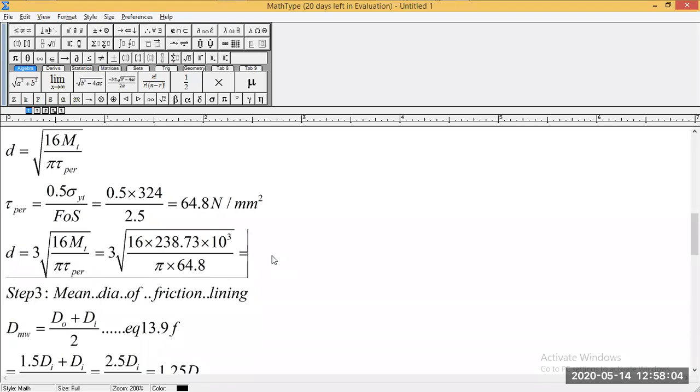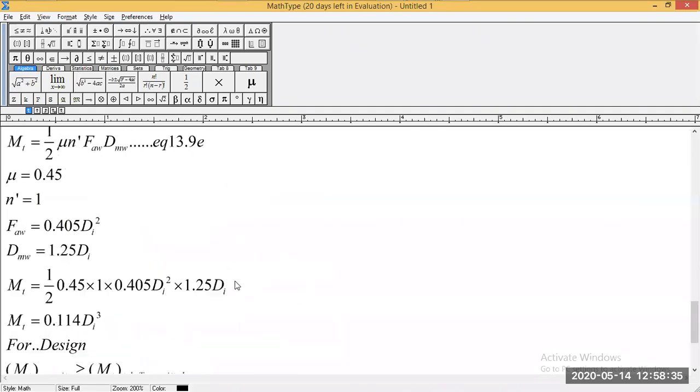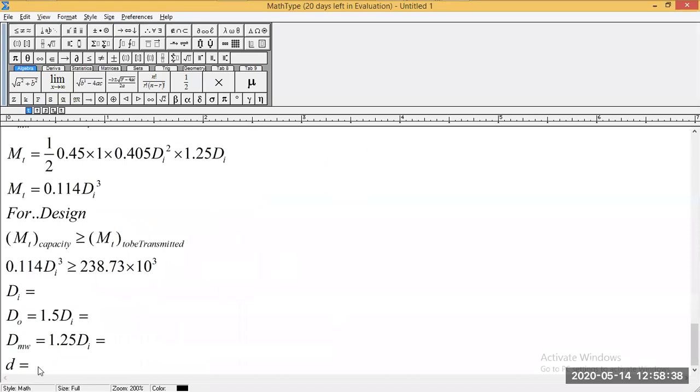Therefore, the cube root of this you get around 26.57 mm, and we'll approximate this to 27 mm. So we got d. This is the diameter of shaft. Diameter of shaft is this much.